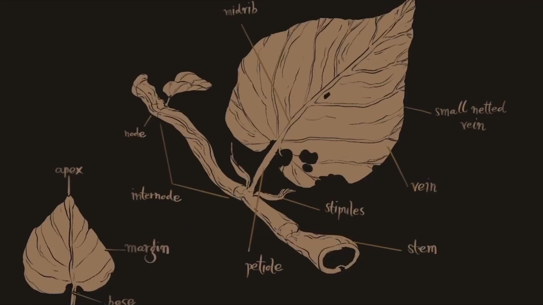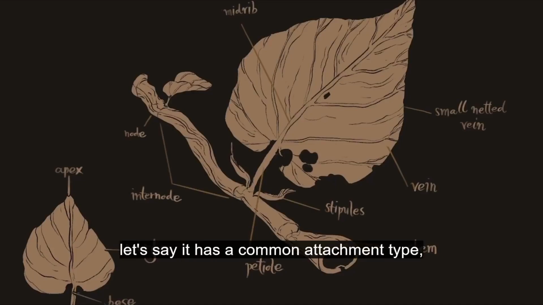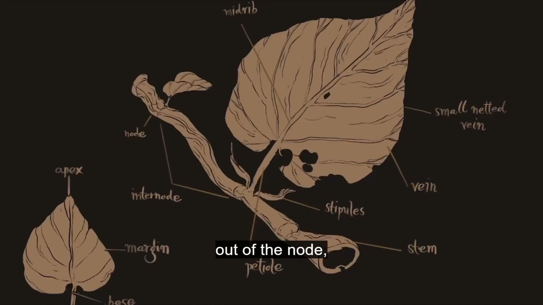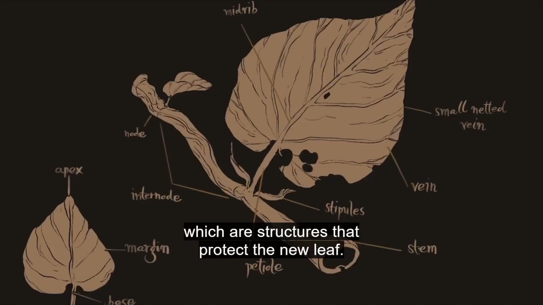For a common leaf, let's say it has a common attachment type, we have a petiole, which is this little stem that comes directly out of the node. And then we have the stipules, which are structures that protect the new leaf.